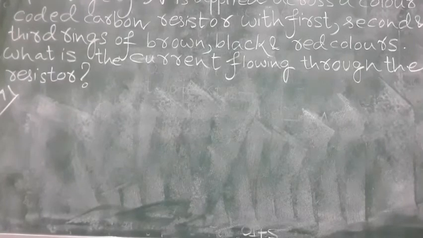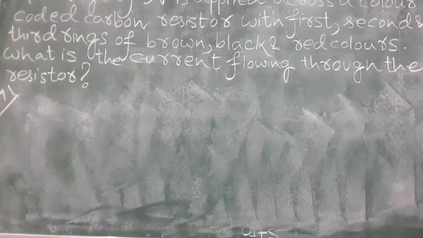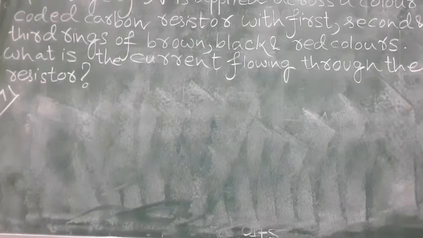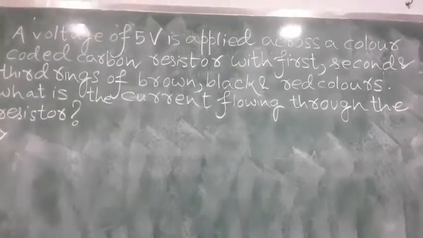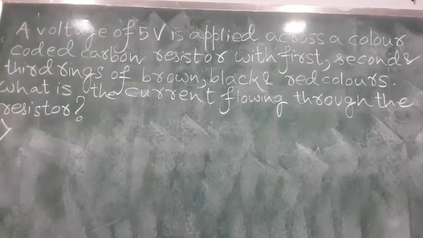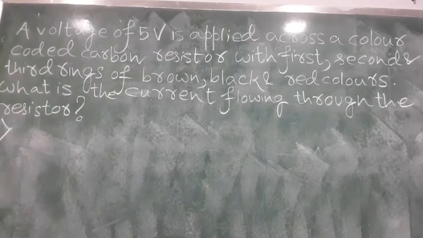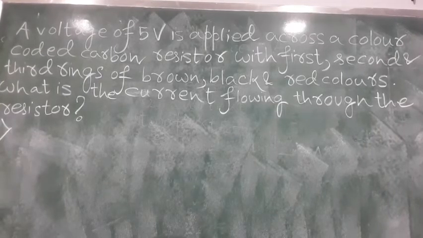Now children, I have given a numerical based on color coding of carbon resistor. Please copy this down. A voltage of 5 volt is applied across a color coded carbon resistor with first, second and third rings of brown, black and red colors. What is the current flowing through the resistor?